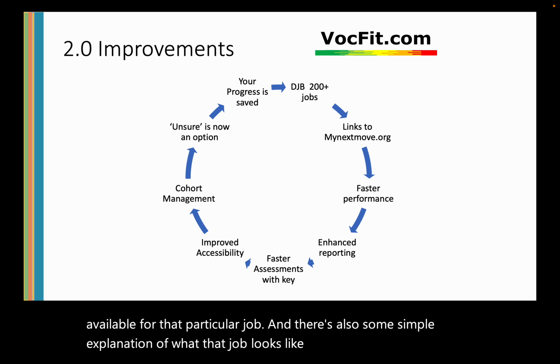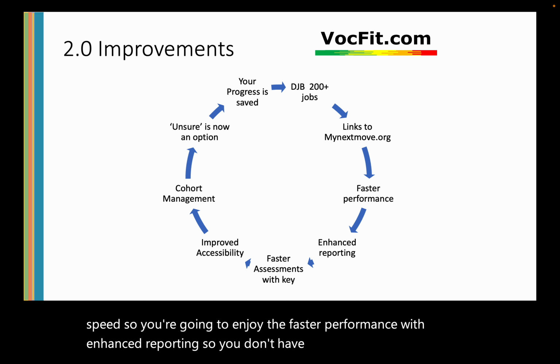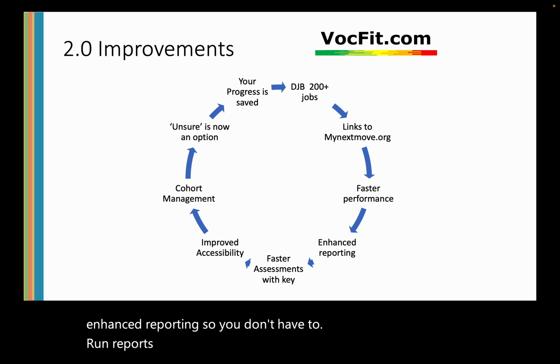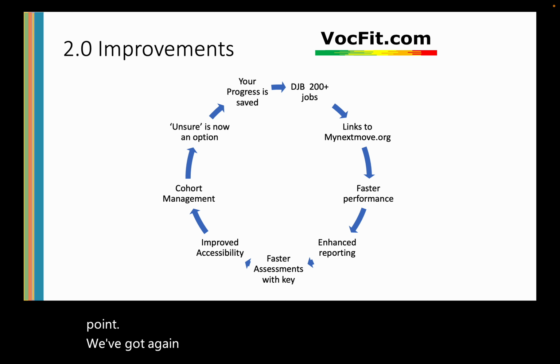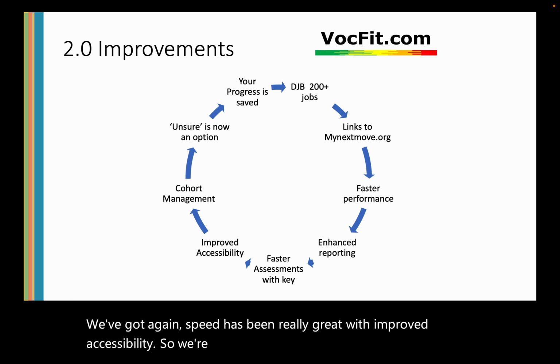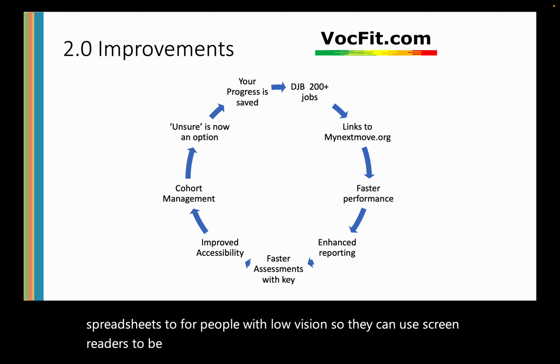We've really increased the speed, so you're going to enjoy the faster performance with enhanced reporting. So you don't have to run reports anymore. It automatically is going to run those reports for you and put the most recent report up on VocFit at that point. We've got, again, speed has been really great with improved accessibility. So we're going to be able to download Excel spreadsheets for people with low vision, so they can use screen readers to be able to look at the same data.